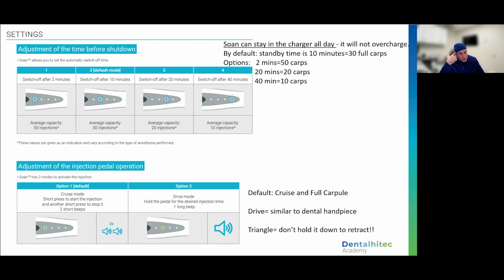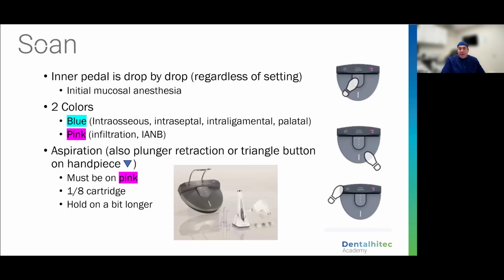I personally, and I think most doctors, have their units in drive. I want to just be able to hold down the large pedal, and I will let go after I've given my desired amount of local anesthetic. But just remember, if your foot is touching both buttons, that drop by drop is going to win.